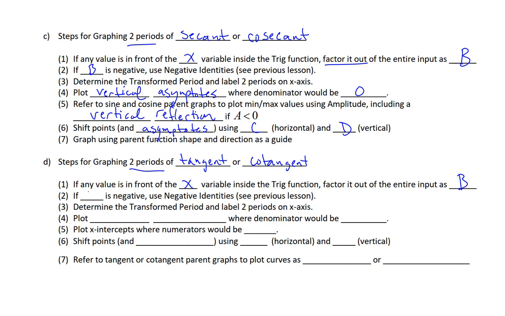Step 2, if b is negative, use negative identities. Again, we had those listed in a previous lesson. We'll refer back as needed. Thirdly, determine the transformed period and label 2 periods on the axis, the x-axis that is. Fourthly, plot vertical asymptotes.